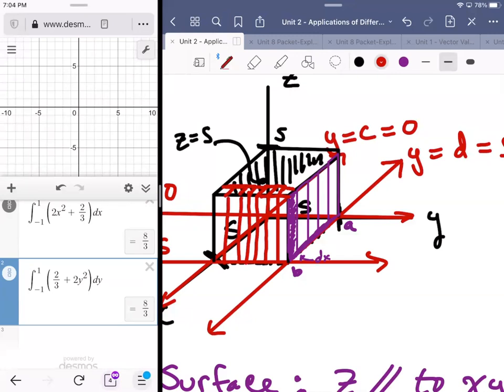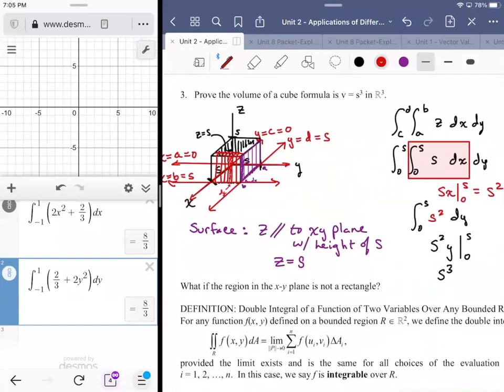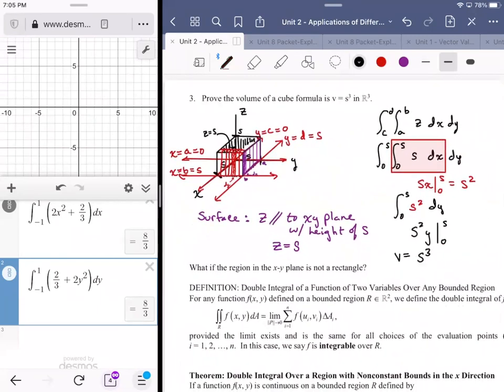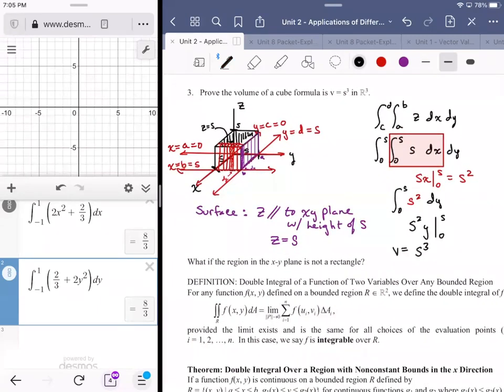So that's our D. Each one of these would be a dy. And then we just work our way down the line. Each one of these slices cross-sectioned with y, with the dy, gives us a volume. Then we move down to the next row, to the next row, to the next row. And then we have the overall volume of the entire figure. That would be the volume of the cube equal to s cubed in R3. And that would be your proof.